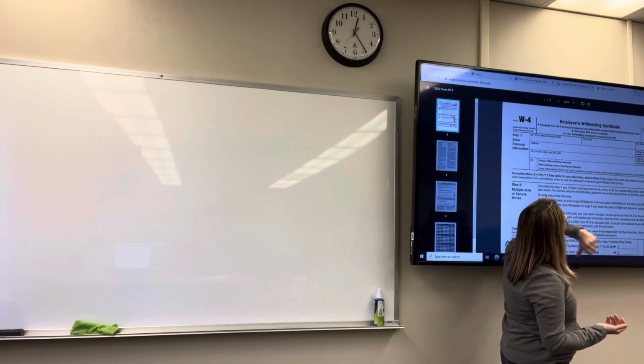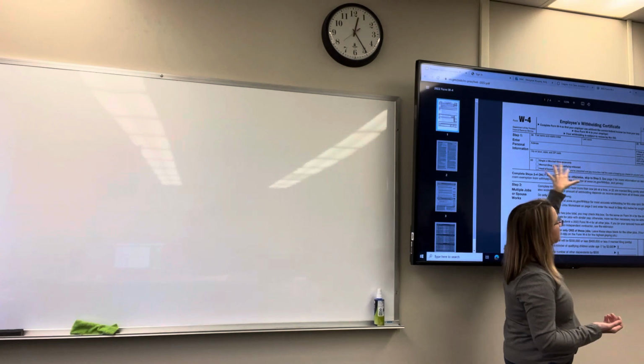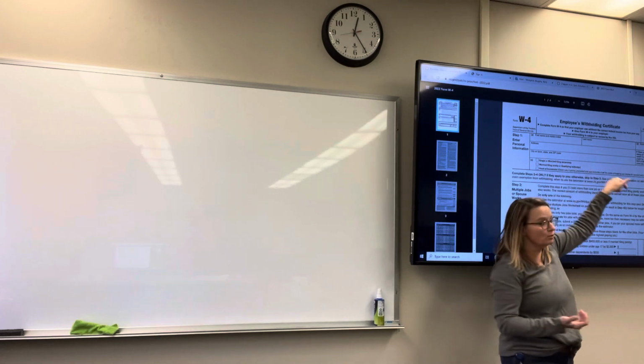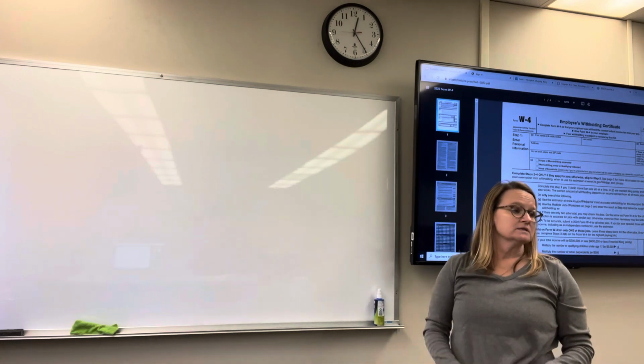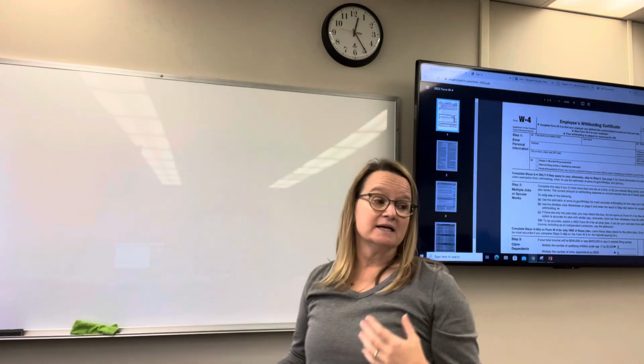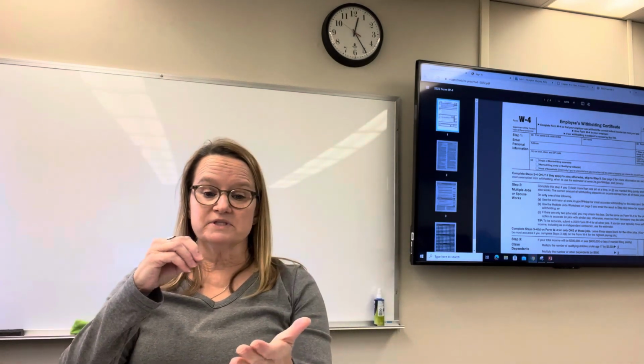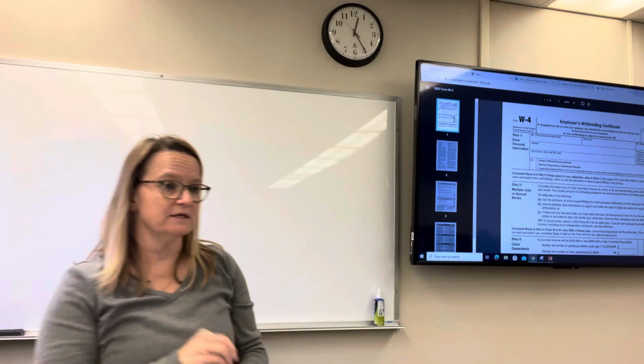So here's our filing status choices. Now there are 3 boxes, but there are 5 filing statuses. First one is single or married filing separately. Single means you're not married. And the filing status is determined as of the last day of the year.